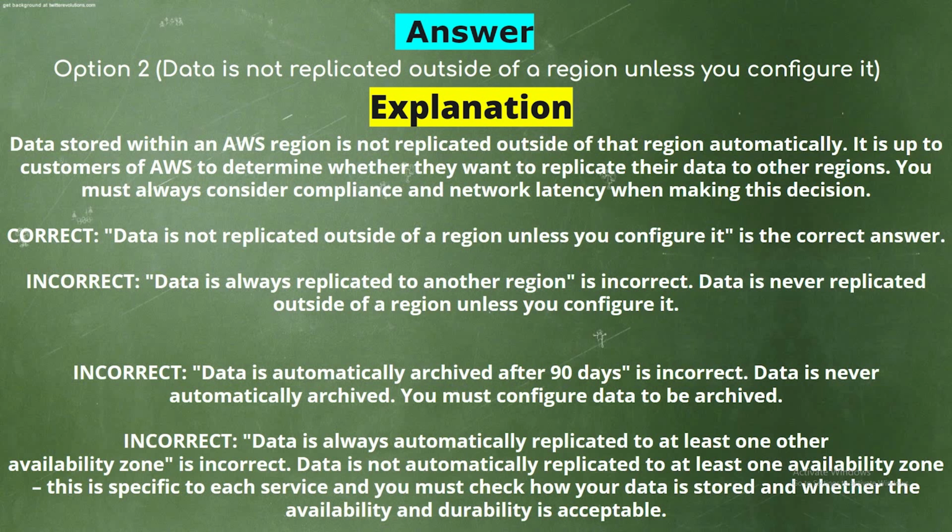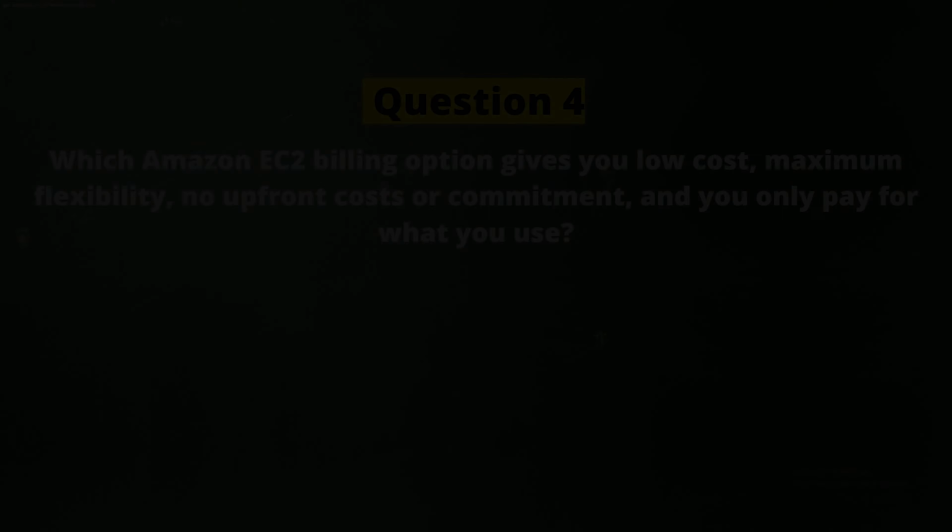Incorrect. Data is always replicated to another region is incorrect. Data is never replicated outside of a region unless you configure it. Incorrect. Data is automatically archived after 90 days is incorrect. Data is never automatically archived. You must configure data to be archived. Incorrect. Data is always automatically replicated to at least one other availability zone is incorrect. Data is not automatically replicated to at least one availability zone. This is specific to each service, and you must check how your data is stored and whether the availability and durability is acceptable.